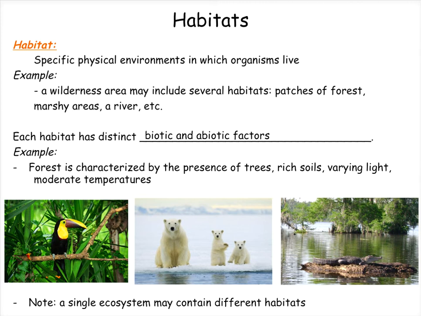Change the biotic and abiotic factors again, perhaps add more water and humidity, more sunlight and warmer temperatures, silt soils, tough water grasses, and you have another distinct habitat, a swamp, like the one shown in the bottom right.